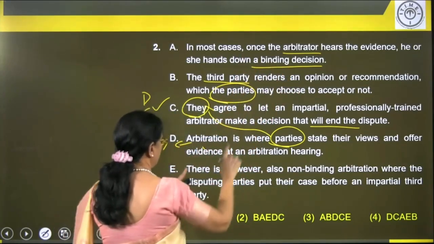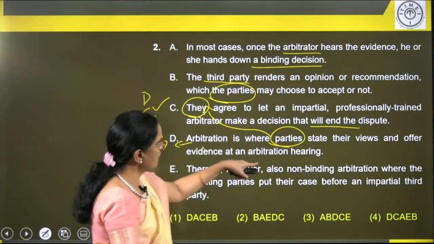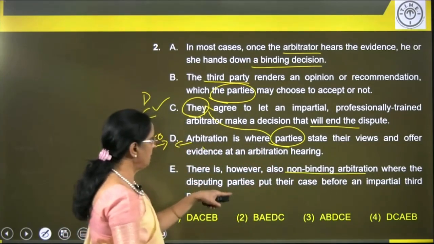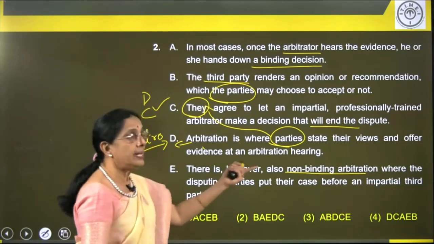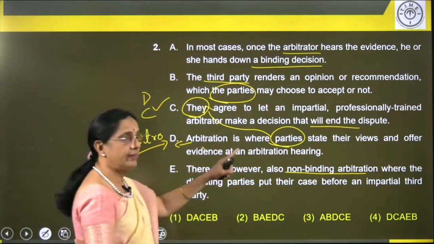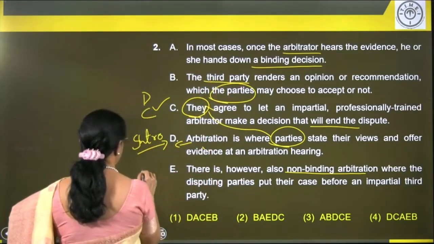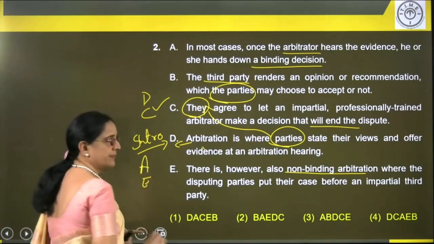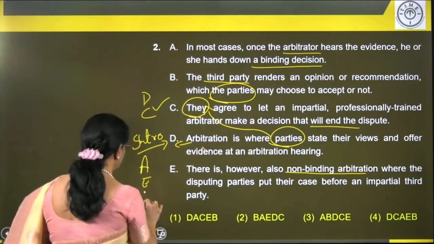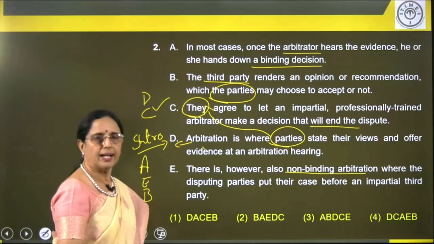And there is, however, in spite of this binding decision, also non-binding arbitration, where the disputing parties put their case before an impartial third party. You get it? So arbitration is mentioned, and then comes the third party. What's the connection? A and E are connected. AE. And then the third party renders an opinion. B should be the ending statement. So DCAEB is our order.